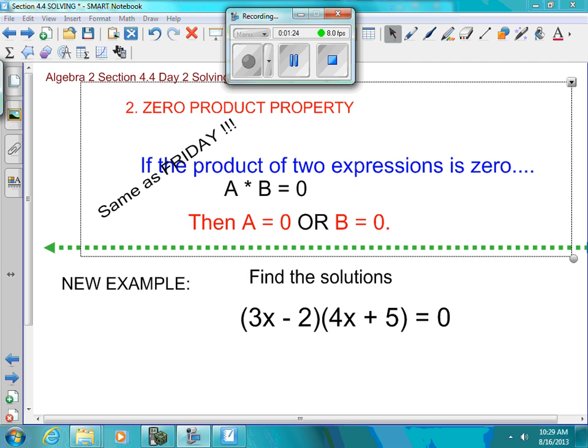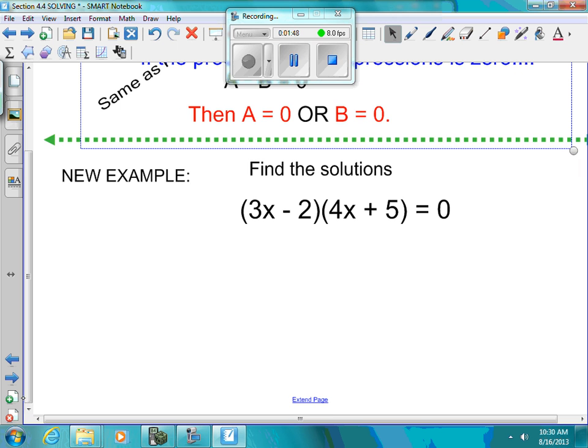Zero product property. It says same as Friday, but obviously I don't know what day it is that we're doing this, but it's the same as the previous day. This is from an old slide here, but if the product of two expressions is 0, then a times b equals 0, and a equals 0 or b equals 0. We're going to use the product property again. So, just like yesterday, here's one that's already factored for us. 3x minus 2 times 4x plus 5 equals 0.